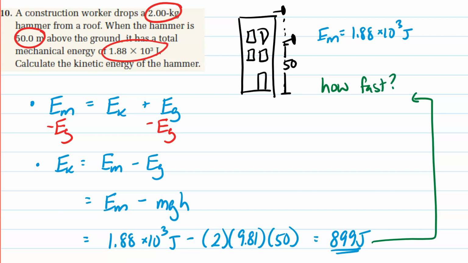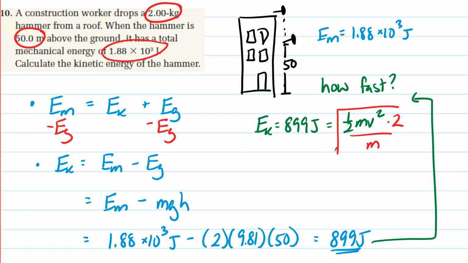Well, if 899 is our kinetic energy, EK equals 899 joules, and we know that kinetic energy equals 1/2 mv squared, we can just solve for v. How do we do that? To get rid of the half, we'll have to multiply by 2. To get rid of the m, we'll have to divide by m, and then we'll have to square root all of that to get rid of the squared sign.